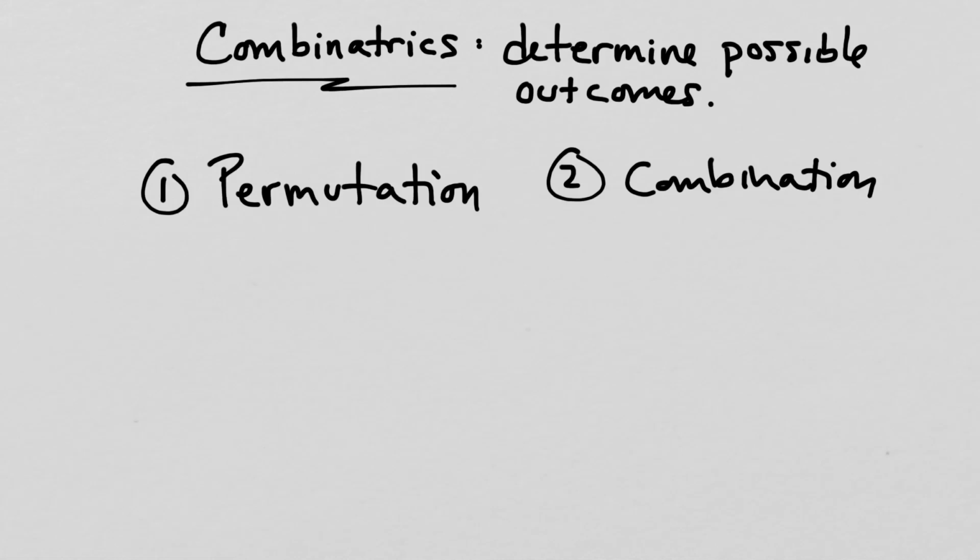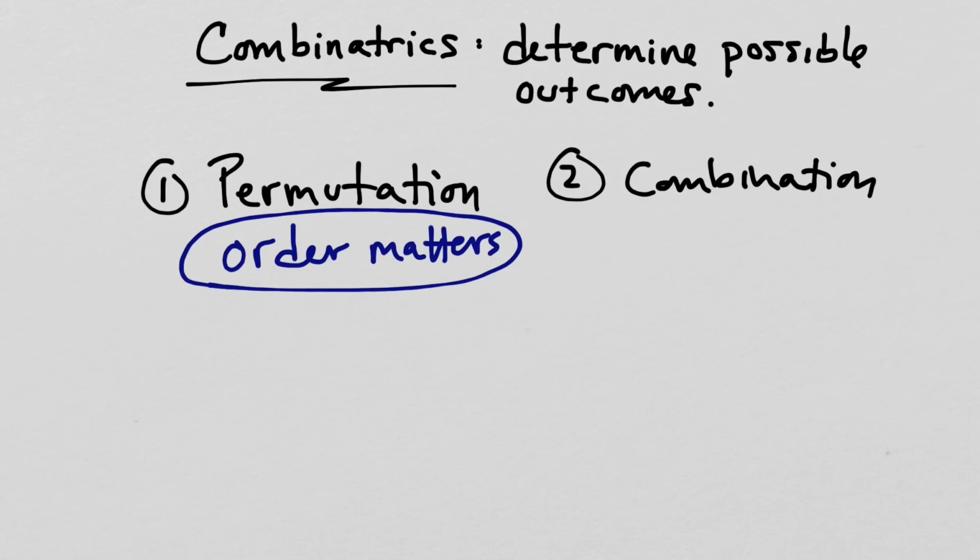So a permutation, if you think of permutation starting with a P and you think of positioning, this is when the order matters. So when you have something, you're trying to figure out the outcomes, but the order matters. So whatever is selected first has a different level of outcome than what is selected second or third.